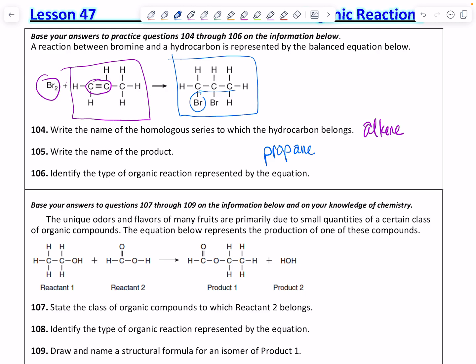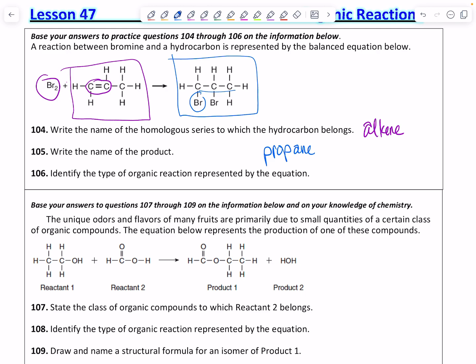And then the last one says identify the type of organic reaction represented by the equation. Again, go back up to that cheat sheet page of the patterns. I have an alkene and I'm reacting it with a halogen, and I ended up saturating it and attaching both of the halogen atoms. So this would be halogenation, which is a type of addition. Addition is the main class, but specifically it's a halogenation type of addition reaction.